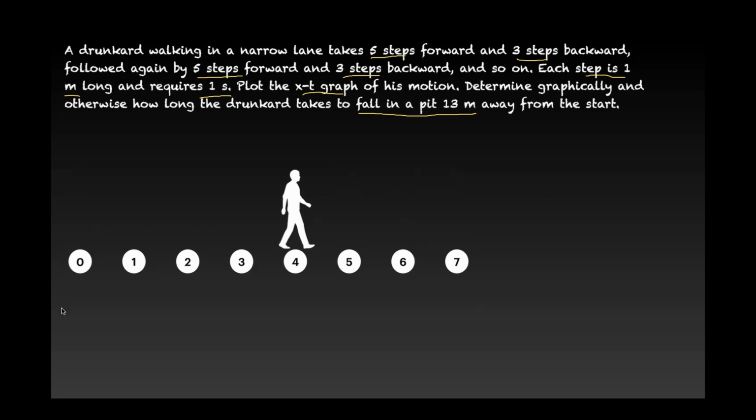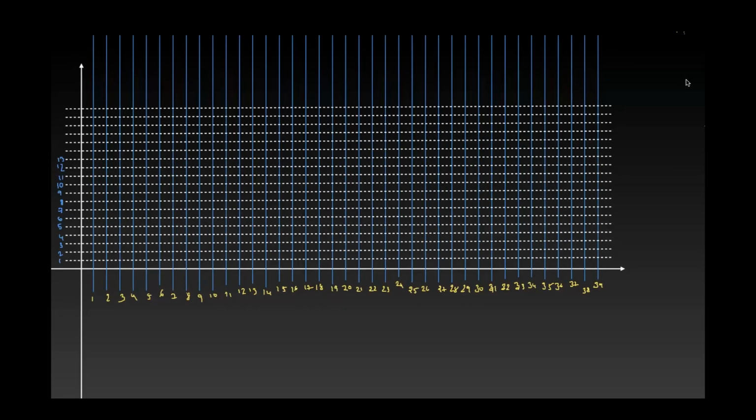So let us draw the x-t graph in the next slide. Now let us plot the position-time graph of the man. This is position and this is time. Time is in seconds and position is in meters. Is this clear? Now let us plot the graph. At the start, where is the man? He's at the origin. At 1 second it's like this, then like this, 2, 3, 4, then 5 meters in 5 seconds.